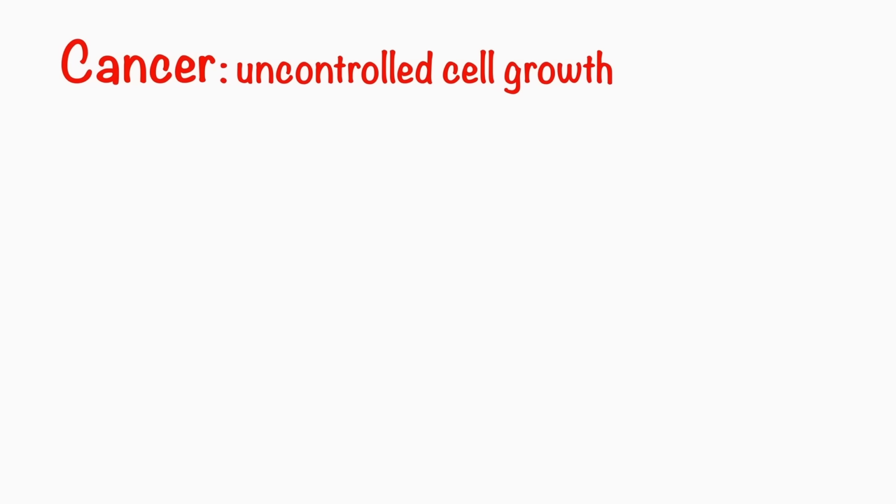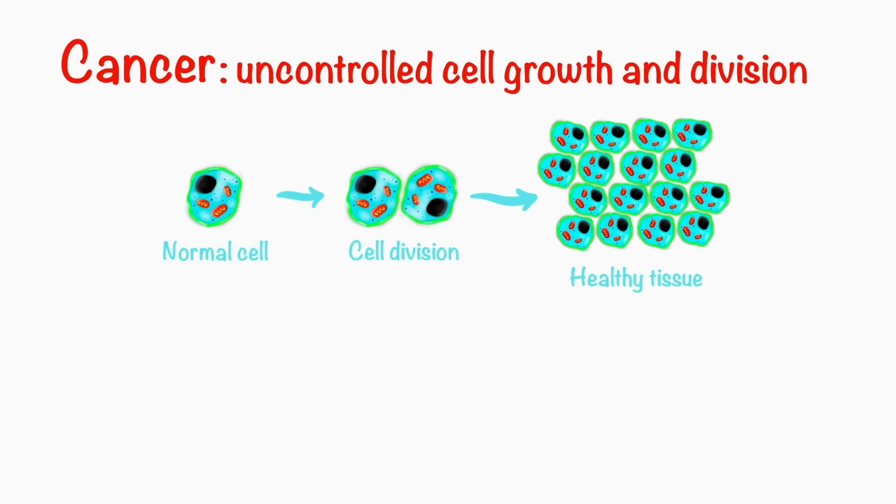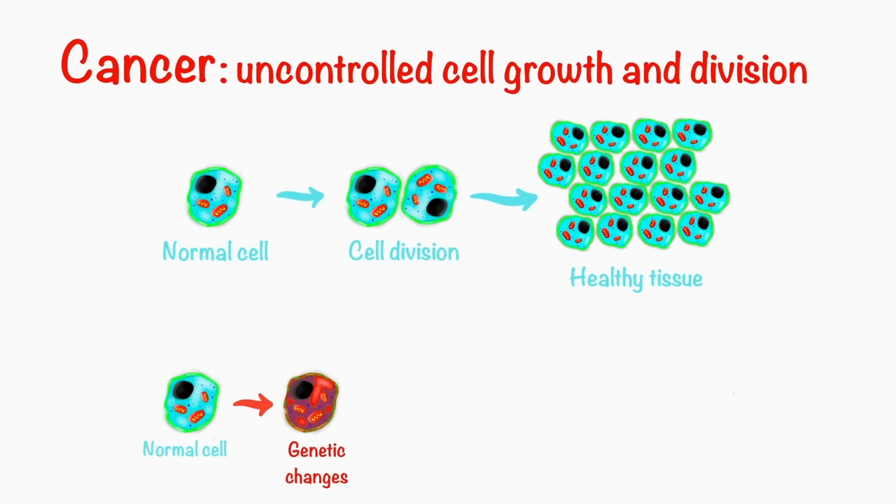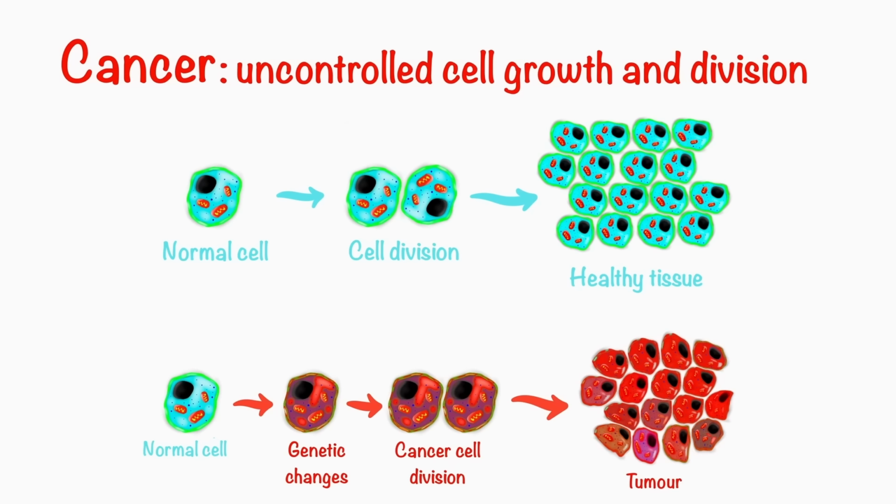So, what exactly is cancer? Simply put, cancer is caused by uncontrolled cell growth and division. Normally, our cells grow and divide in a controlled way, but sometimes changes occur in the cells that disrupt this control system. When this happens, cells begin to grow and divide too much, forming a lump of cells called a tumor. Not all tumors are cancerous, though.